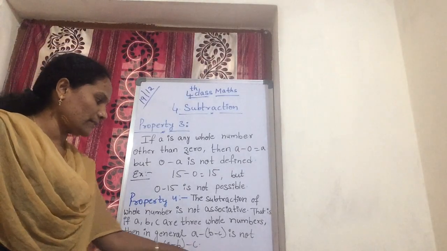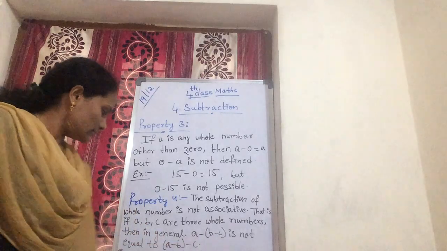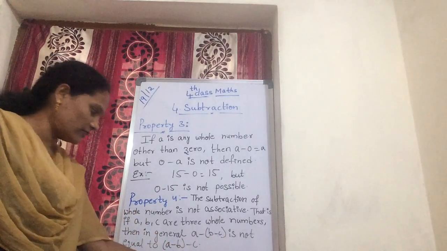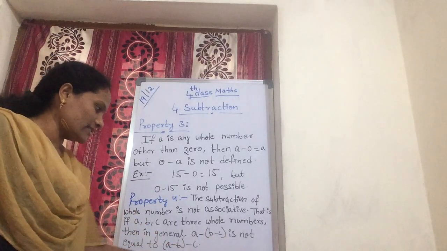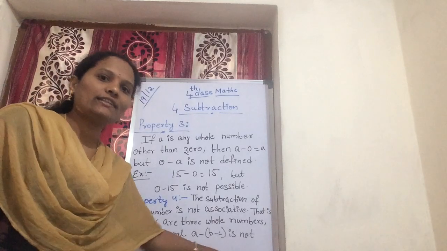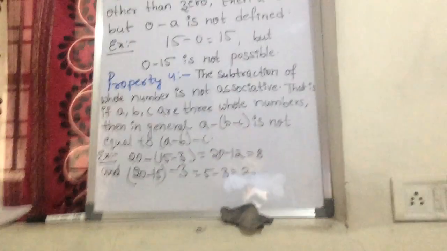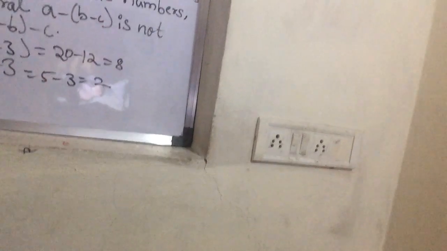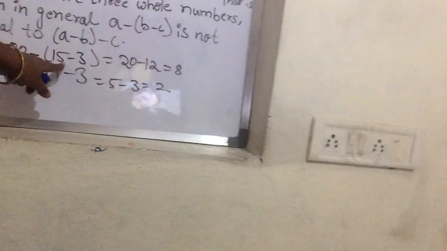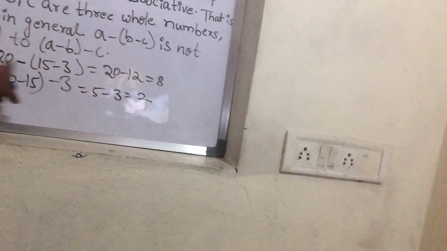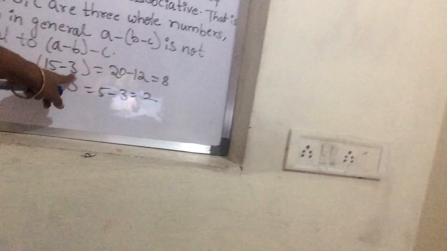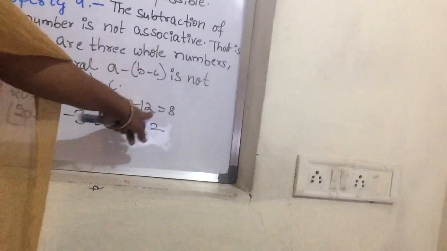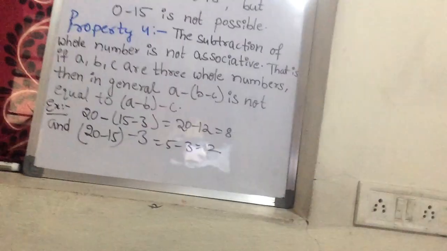Here, 20 minus 15 minus 3. You get 20 minus 12, you get 8. But 20 minus 15, you get 5. Now minus 3, you get 2. These two answers are not equal. Like this, these two answers are not equal. 20 minus 15 minus 3, you get 12. So the answer is 8.